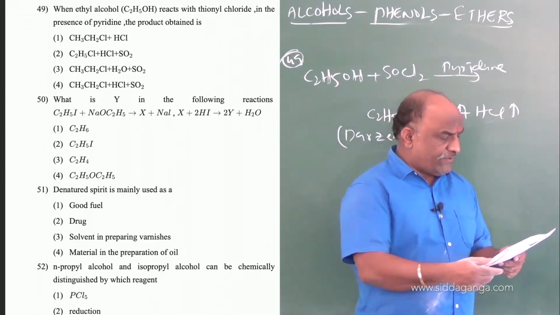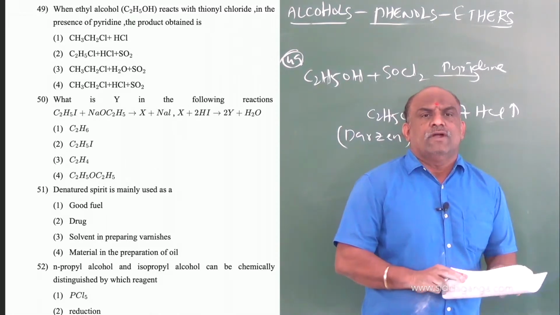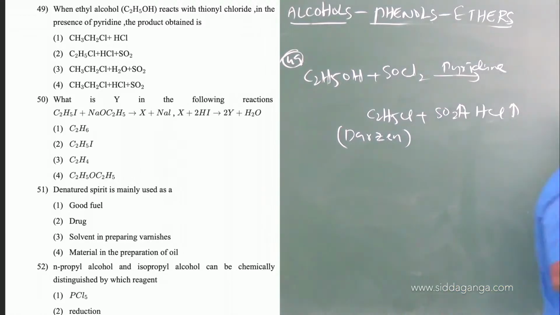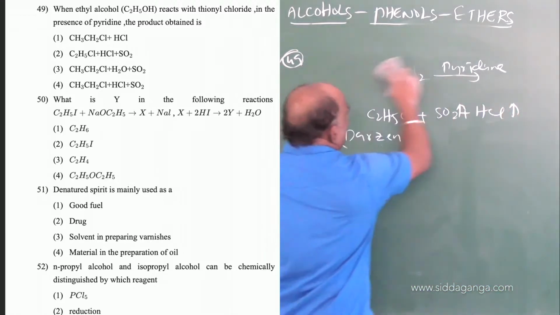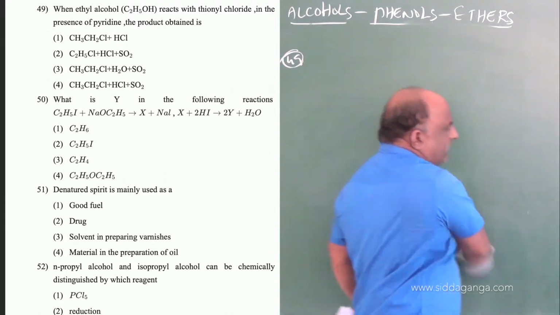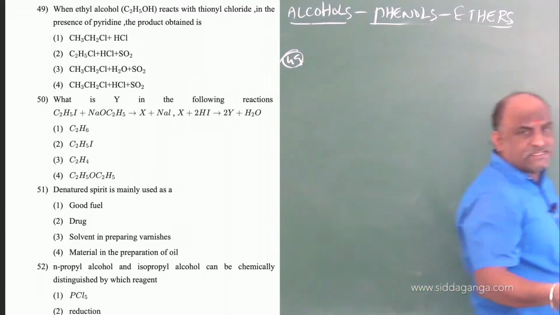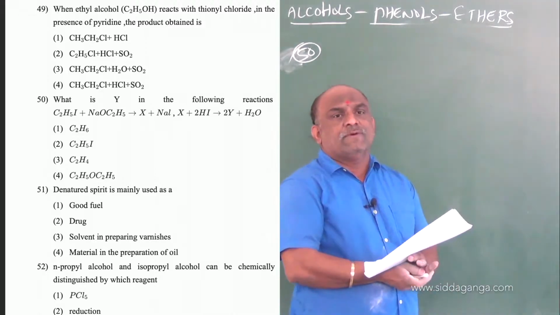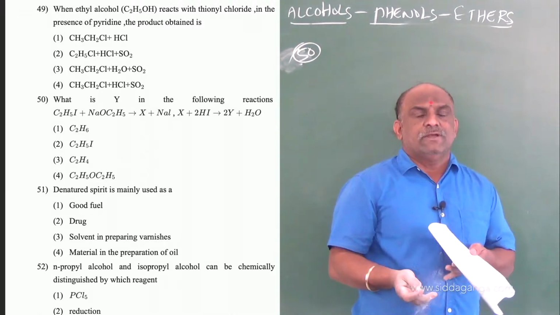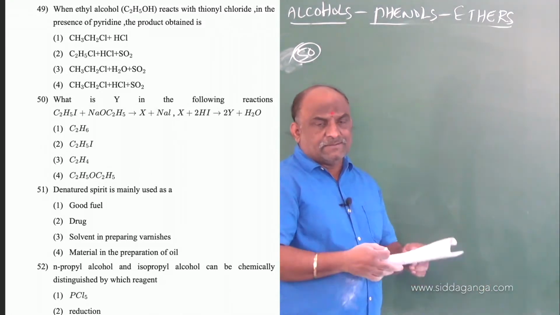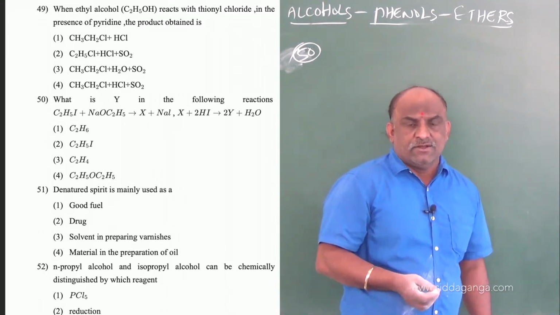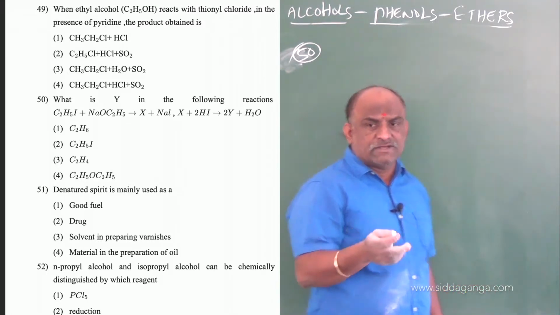While going to question number 50, what is Y in the following reaction? Multiple reactions are there here. This is a very interesting question. When there are multiple reactions, we have to find what is Y. Give one star mark to this type of questions because of multiple reactions, multi steps. With respect to one product, again that product reacts with another substance and gives one more product. This is a conversion type of reaction.